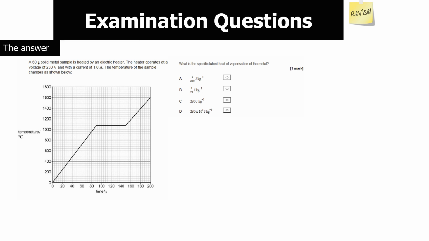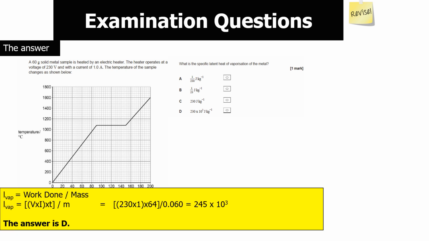Right, so we know that the equation is E equals ml, so therefore L is equal to E, or work done, over the mass. Now the work done is going to be power times time, and the power in an electrical circuit is VI, so it's VI times t over m. So we can pop the values in. We can do 230 times 1 times 64 divided by 0.060 (grams into kilograms), and we get 245 times 10 to the 3, so it's approximately going to be D.